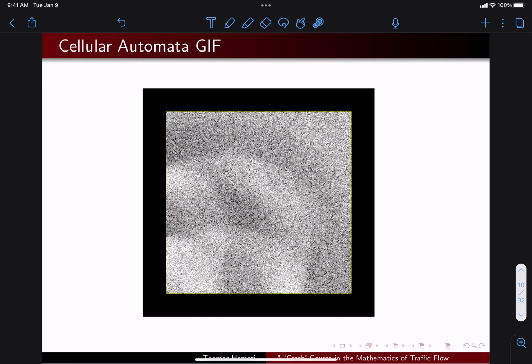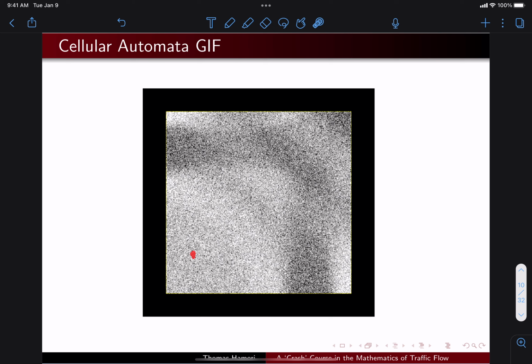you say, well, if my initial grid spot is next to a lot of other highly concentrated grid spots, then with some probability, maybe a high probability, I'm going to move away. And with a low probability, I'm going to stay where I am. And then you just let it go, and you get cool things like this.